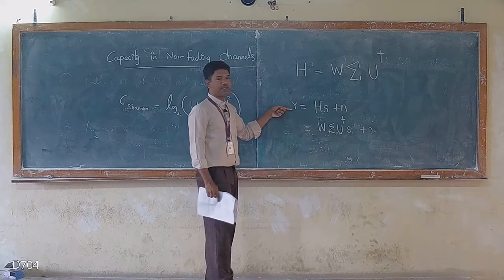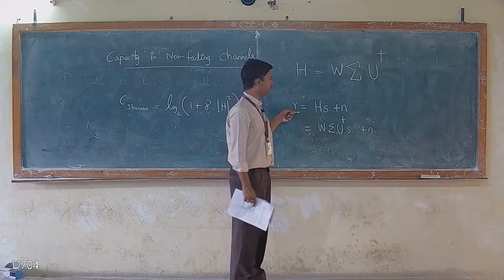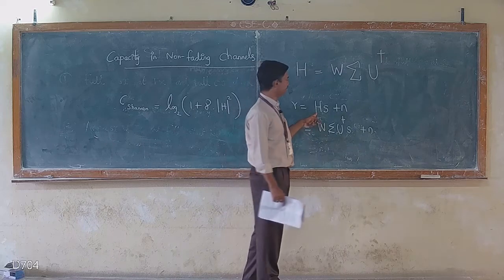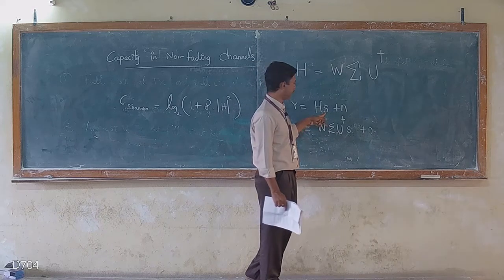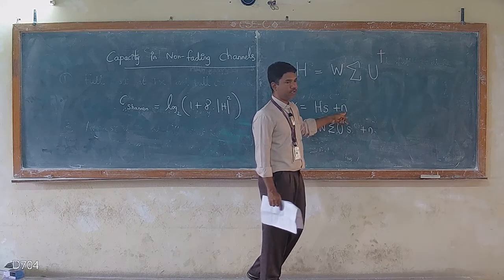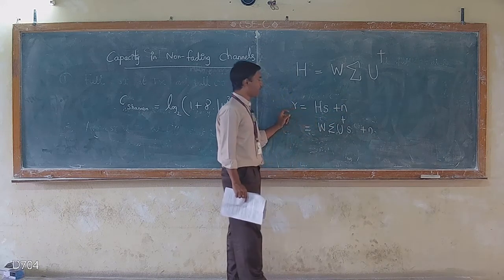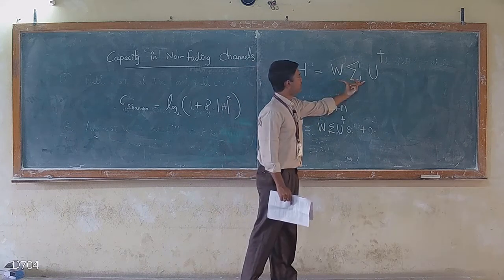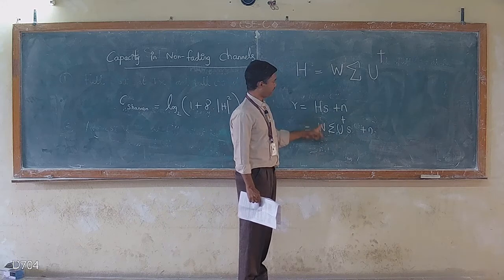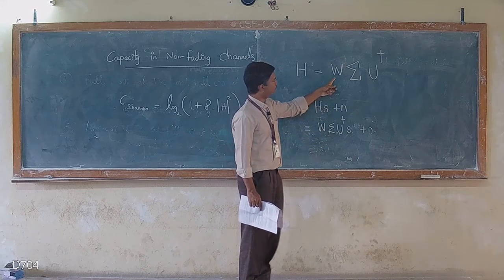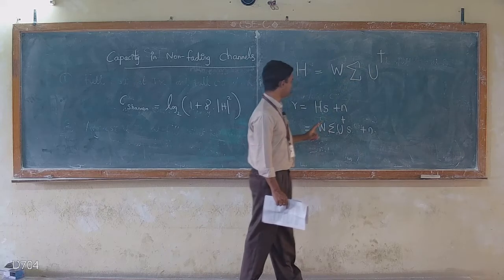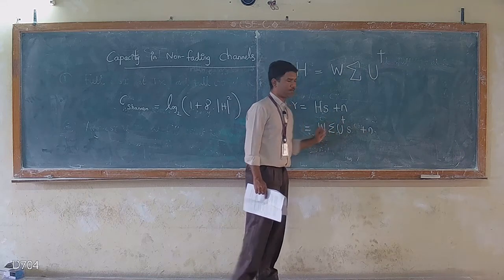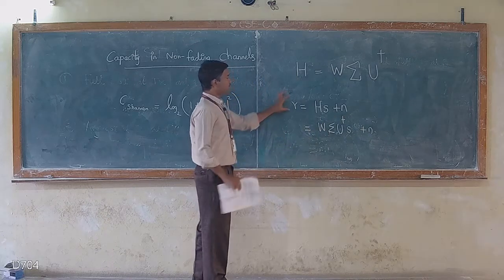So the received signal is represented as Hs plus N. H is the channel matrix, S is the transmitted data, and N represents the additive white Gaussian noise. Now we are going to substitute the decomposition of H here. Instead of H, I am going to substitute W sigma U pseudo inverse. So W sigma U pseudo inverse S plus N. So this is the received signal.